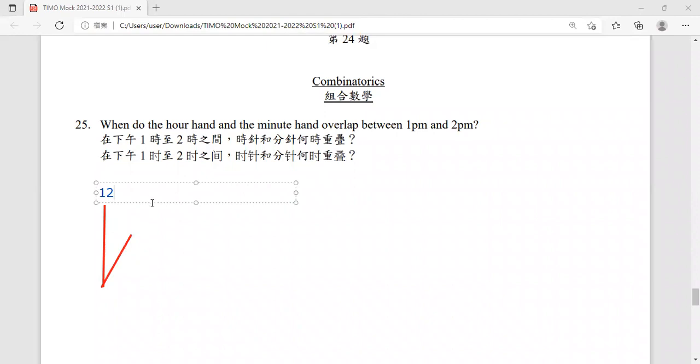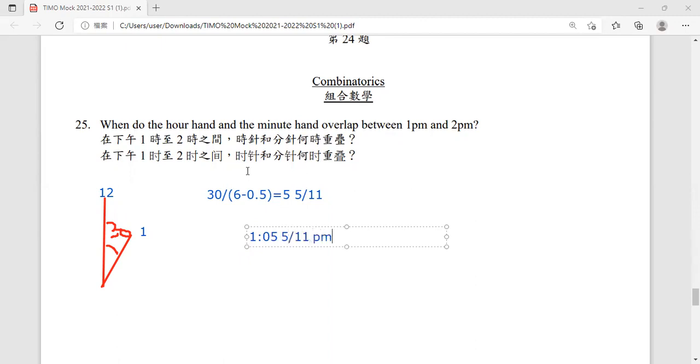Imagine this is 1 p.m. The 12 is here, and you will know the angle here is 30 degrees. So it's just 30 degrees divided by the speed of the minute hand, which is 6, minus the speed of the hour hand, which is 0.5 per minute. So this is 5 and 5 over 11 minutes. The answer will be 1:05 and 5 over 11 p.m. Nothing special.